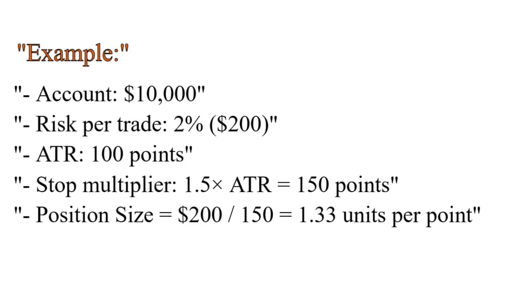ATR, 100 points. Stop multiplier, 1.5 times ATR equals 150 points. Position size equals $200 divided by 150, which is 1.33 units per point. This ensures you risk the same dollar amount on every trade, regardless of volatility. When volatility is high, you trade smaller. When volatility is low, you trade larger.